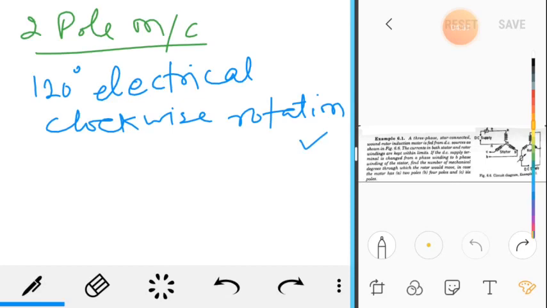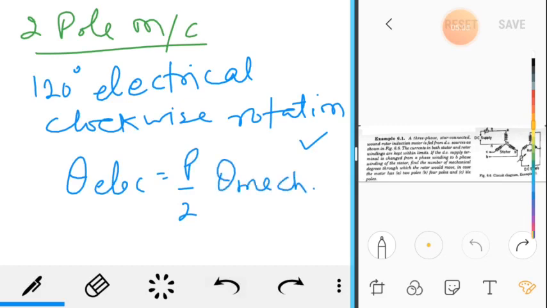So we can find the mechanical angle by using the formula theta electrical equals P by 2 into theta mechanical. So theta electrical is 120 degree and P is 2 here. So theta mechanical is the same as theta electrical. So theta mechanical here is 120 degree in clockwise direction.